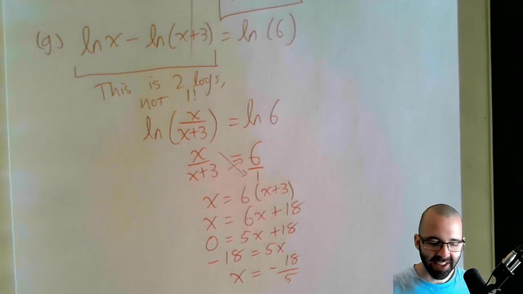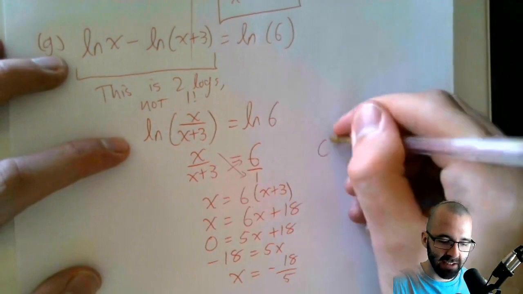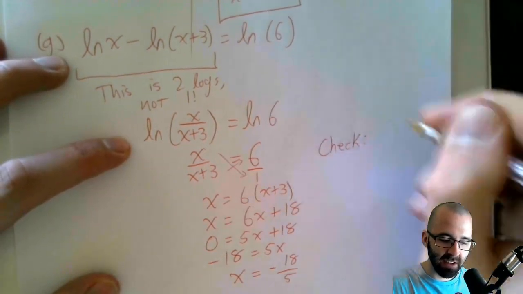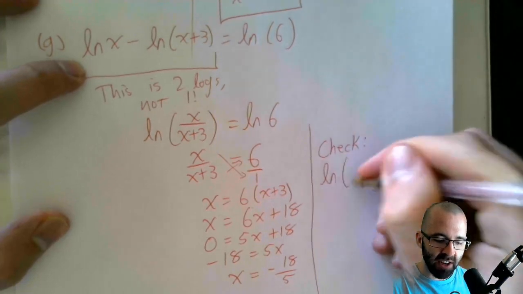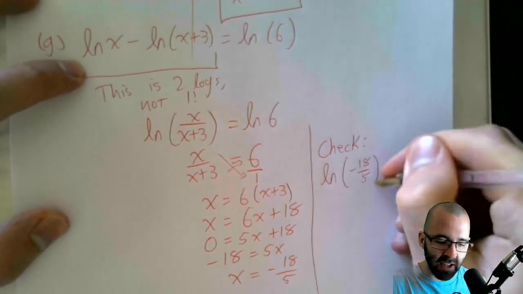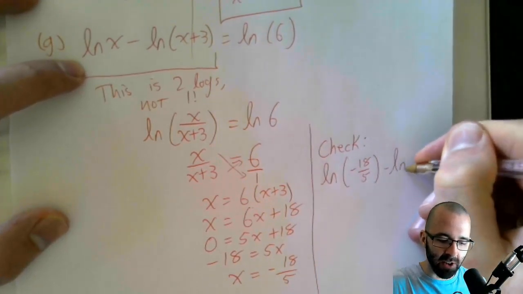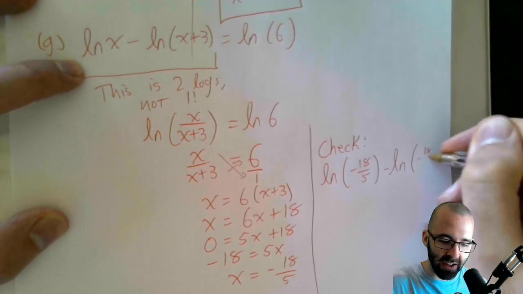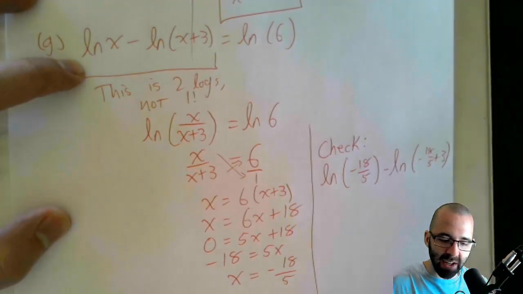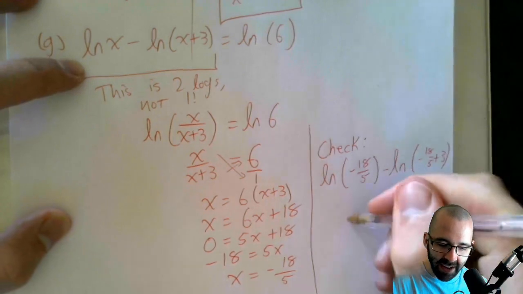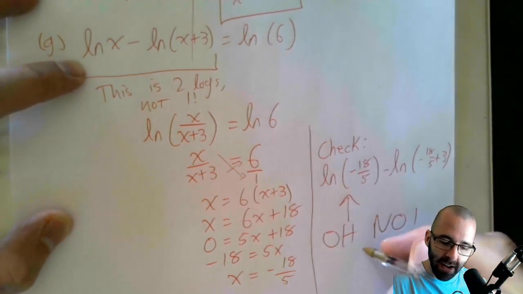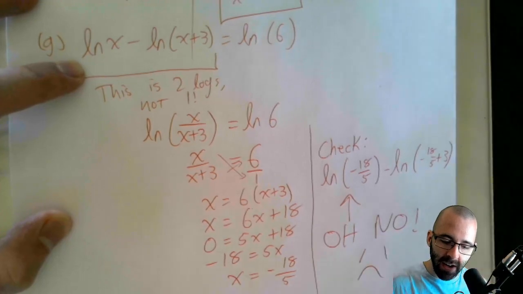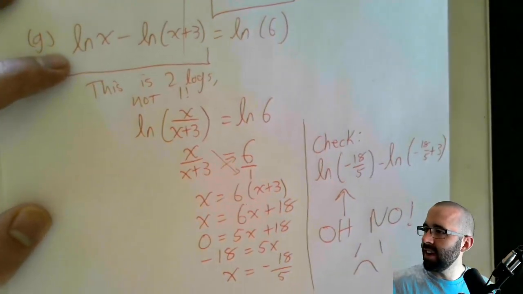So let's check our answer. All right, let's look at the left-hand side. The natural log of negative 18 fifths minus the... Oh no. What happened? Oh no.